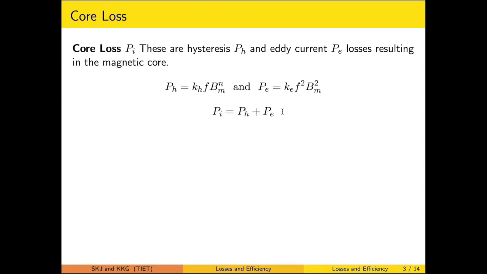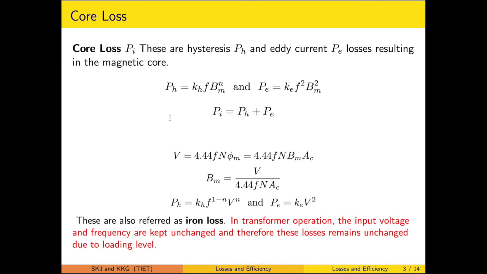So the total core loss, which is regarded as the iron loss, is the sum of these two. For the transformer, we have already discussed that the induced EMF is related by the term 4.44 F phi m N. F is the frequency, N is the number of turns in the winding. Likewise, phi m is Bm into AC, where AC is the area of cross section. So Bm comes out to be V upon 4.44 F N AC.